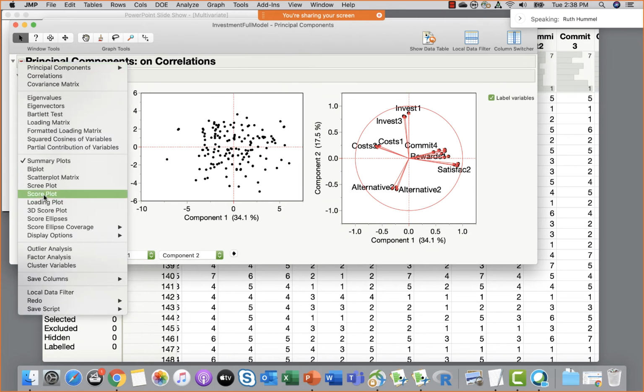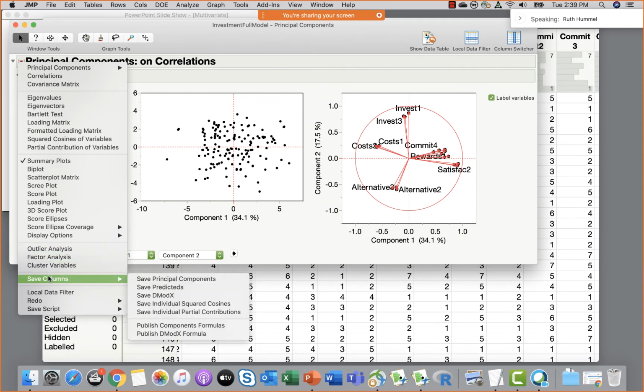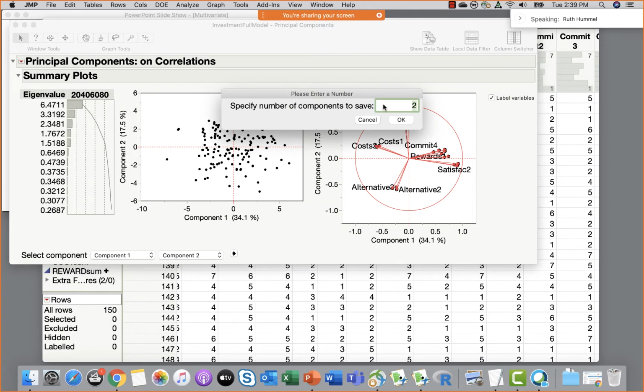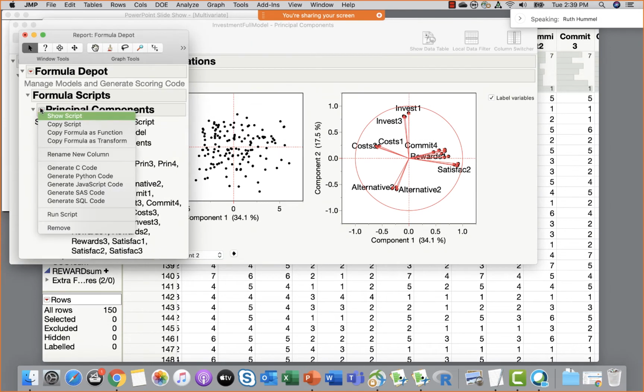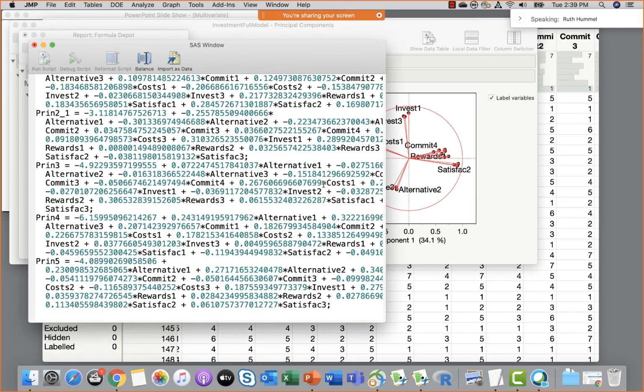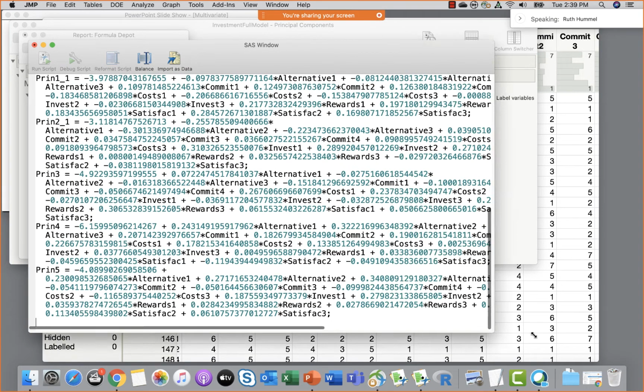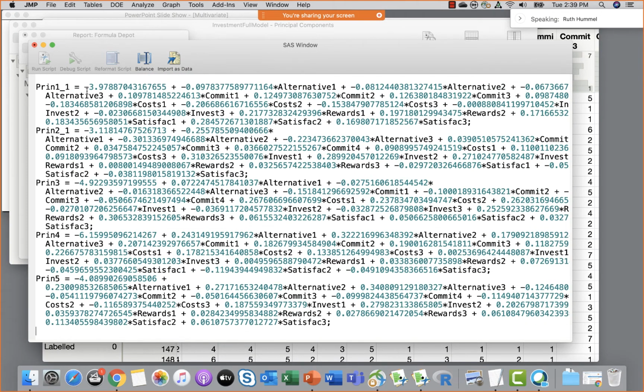If we fit these, let's look for save columns and publish components formula again. Let's save the top 5. And let's look at that SAS code again. It's an easy one to read. So you can see that each principal component is a linear combination of these slopes or weights that are assigned to each of the questions. So every question shows up for every principal component.